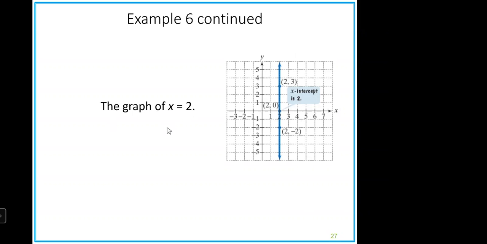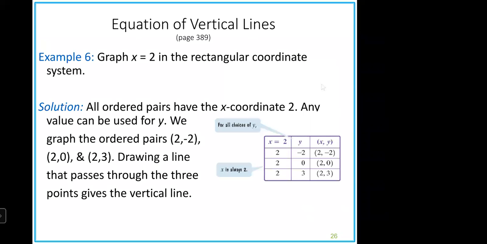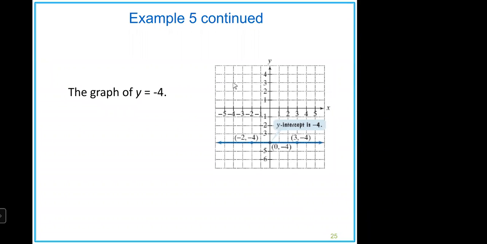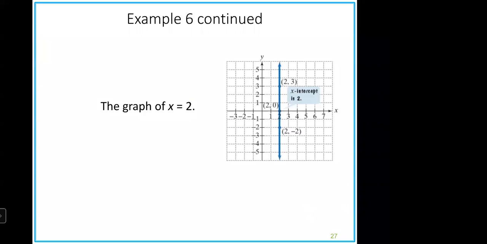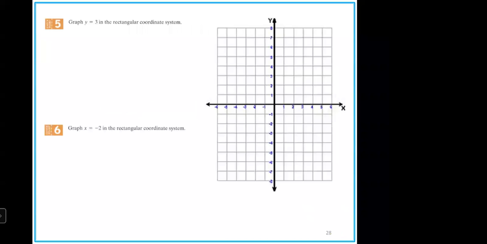So if it was x equals 5, the line would pass through 5 on the x-axis, and it's going to be vertical. If it said x equals -3, the line is going to pass through -3 on the x-axis. It's going to be a vertical line. If it had said y equals 4, it would pass through the y-axis at 4, and it's going to be horizontal. Okay, so those would be two quick things you could use to remember how to plot a vertical and a horizontal line.